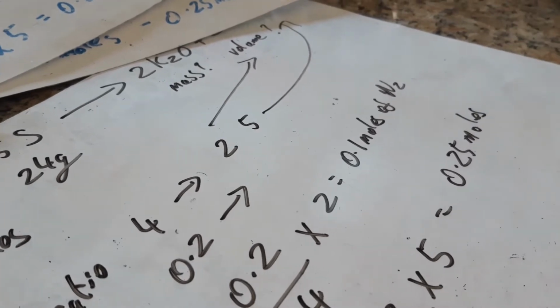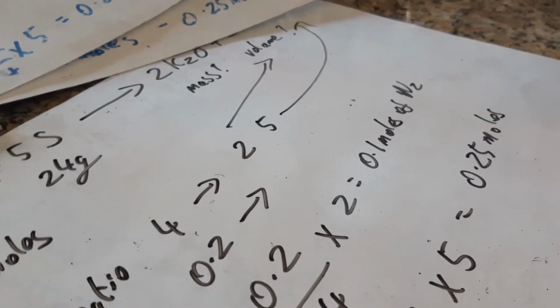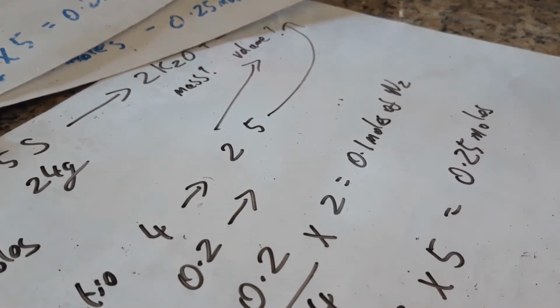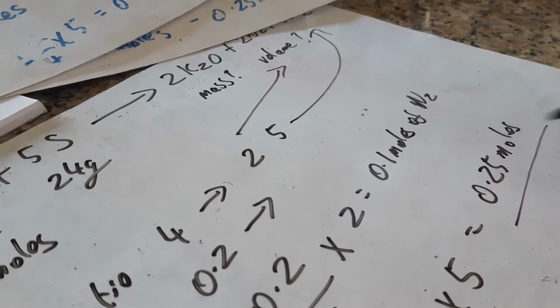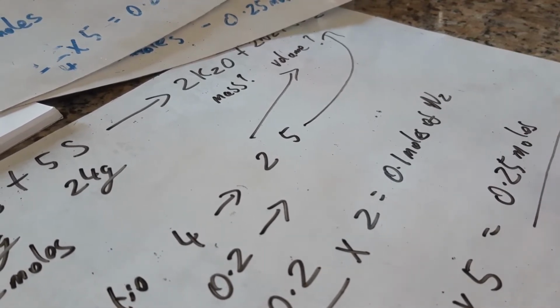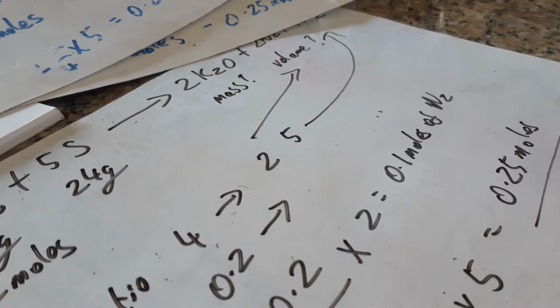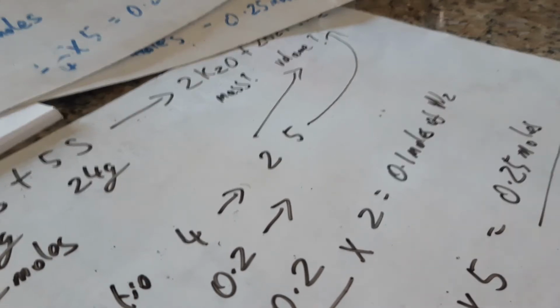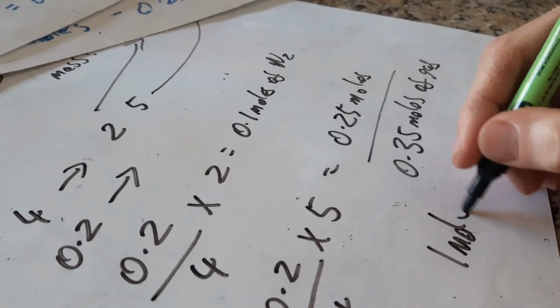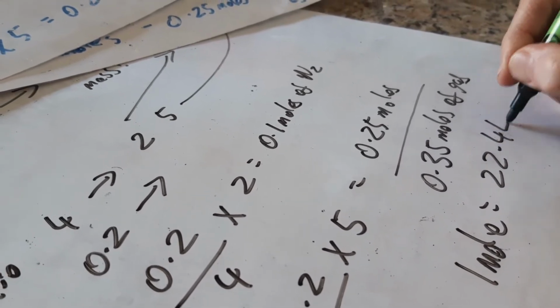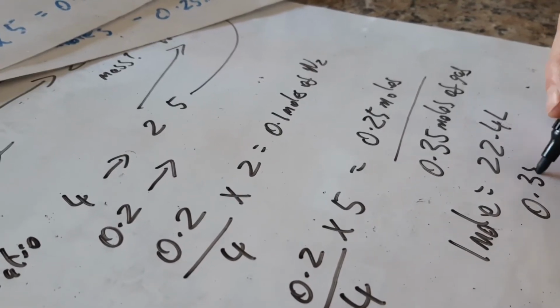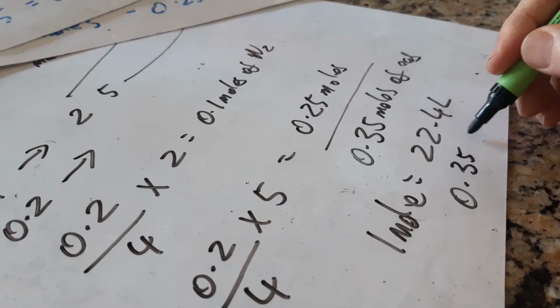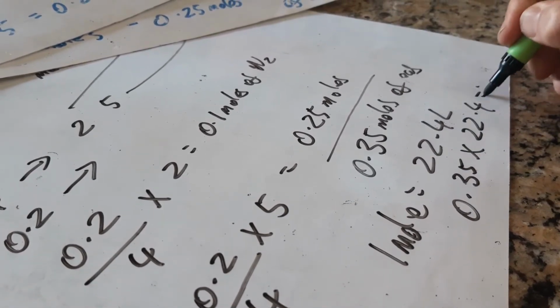0.25 moles. All right, so now it asks for the total volume of gas. First of all, I need to work out the total moles of gas. So I'm going to add the 2 gas products, 0.1 and 0.25, and that gives me 0.35 moles of gas. And I know that 1 mole of gas occupies 22.4 litres. So if I have 0.35 moles of gas, I'm going to multiply 0.35 by 22.4.